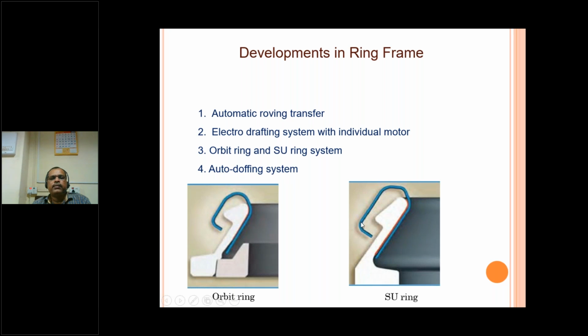And auto doffing system: after the required length, this bobbin will be automatically doffed and the empty bobbin will be placed at that place, then the machine will be started again.